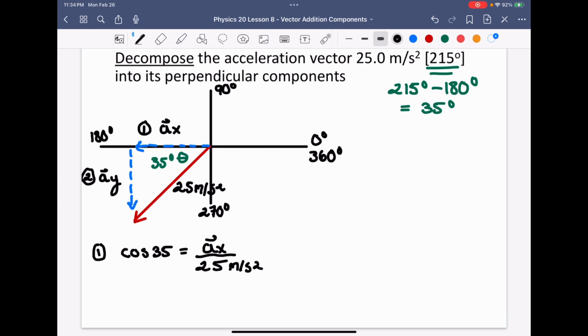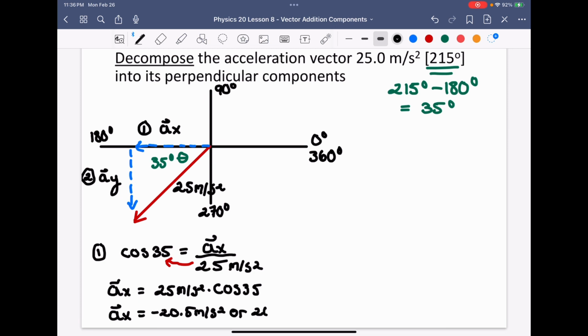Now, if I multiply both sides by the 25 meters per second squared, that's going to raise that up to the numerator, and it's going to give us that the acceleration in the x direction is equal to 25 meters per second squared multiplied by the cos 35. We now get that the AX, or the acceleration in the x direction, is equal to negative 20.5 meters per second squared. Or we can answer this using directional values. This is 20.5 meters per second squared in the west direction. So these are the two ways of putting it, either negative or west.